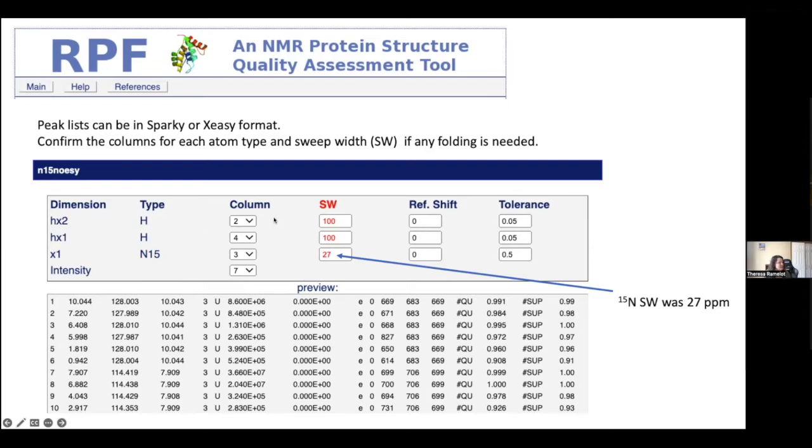Janet has been working on this software, and now it automatically fills in these columns for you, and it automatically puts sweep width as a big number, so there's no folding of the peak list. But if you did have folding, you would want to put this in. And so in my next slide, I explained a little bit what I mean by folding for the sweep width.